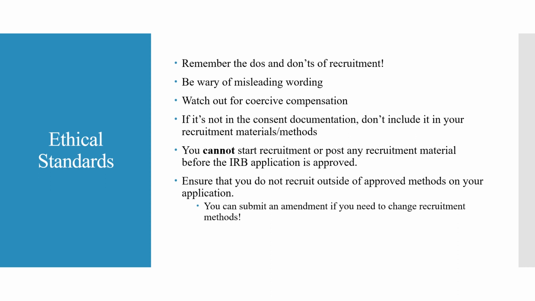You're also going to want to make sure that you aren't recruiting in any ways outside of what you included in your approved application. If you do need to start recruiting in a different way than what you included in your application, you can submit an amendment, and once that is approved, then you can start doing that new recruitment method that you didn't include. But an easy way to avoid that is to just give us every detail and every possible way that you might be doing recruitment in the application right off the bat.